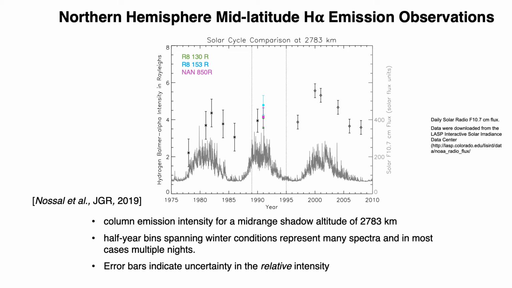The error bars indicate uncertainty in the relative intensity calibration. The red and blue, the blue and purple give a measure of uncertainty in the absolute intensity calibration. So because the solar activity was higher during the 1990-91 solar maximum, we might have expected that actually the intensities here would be higher than during the year 2000, but this is not the case.